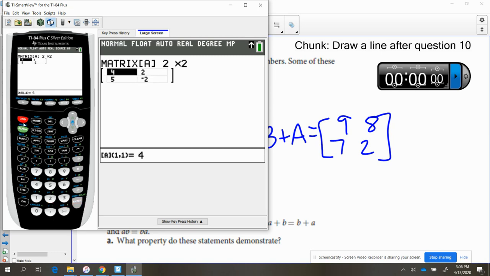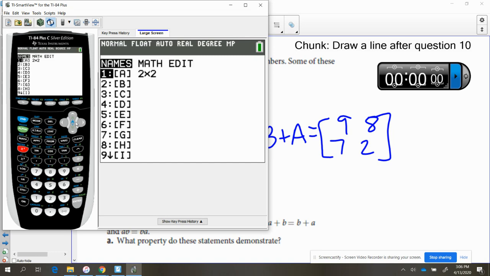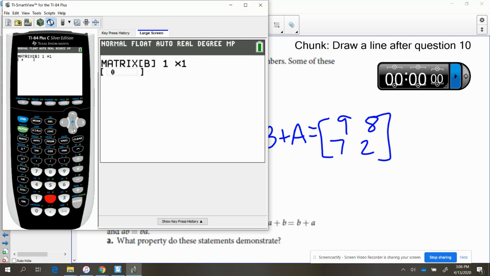Now we're going to do the same procedures. Second matrix, we're going to edit now, scroll over matrix B, also a 2 by 2. And we're going to type in 5, 6, 2, and 4, the elements there. And then we're going to hit second mode to quit out. Okay, we edited those two into the calculator.